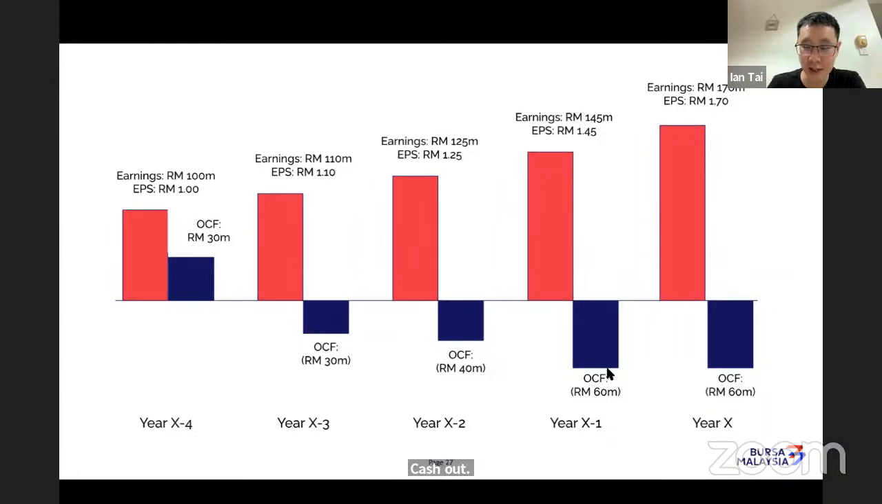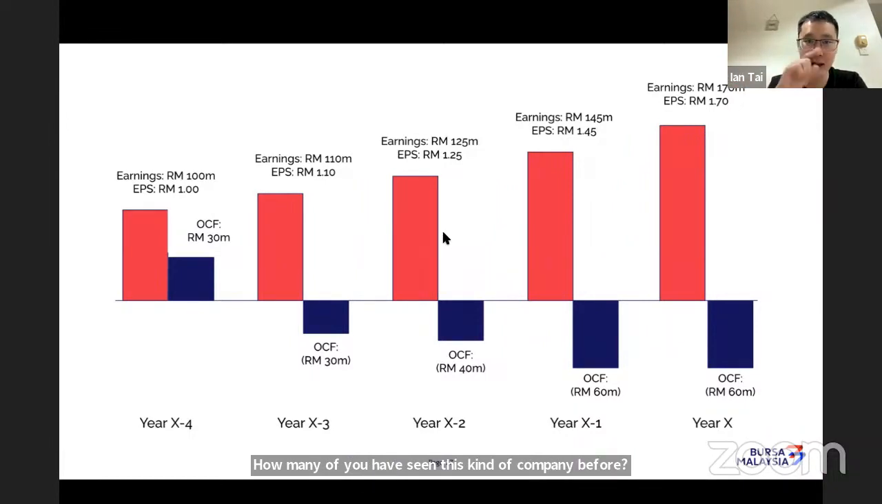Then the year after that, 60 million cash out. Then also the latest year, cash out 60 million. How many of you have seen this kind of company before, where the company has been consistently delivering an increasing amount of earnings, but yet every single year, for some reason, the company's operating cash flow keeps on flowing out of the company, never in, always out? How many of you know of this kind of company?